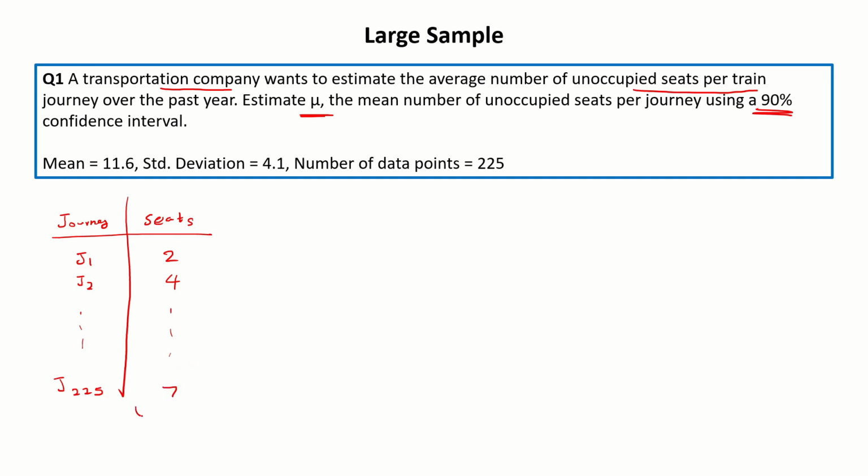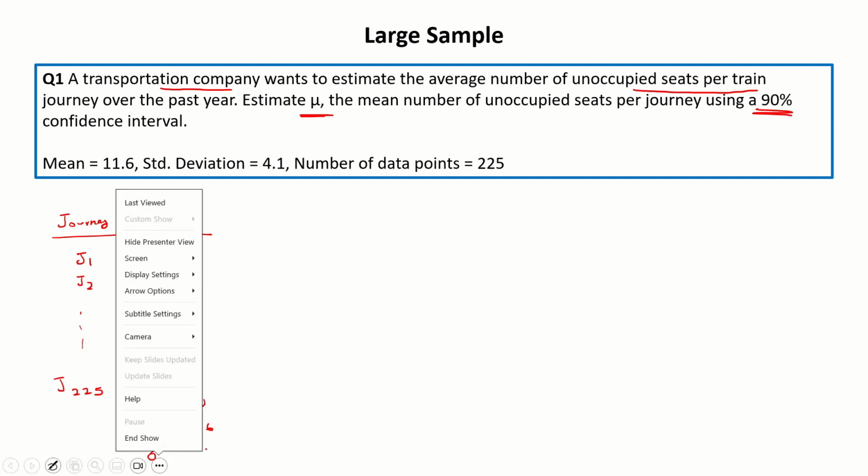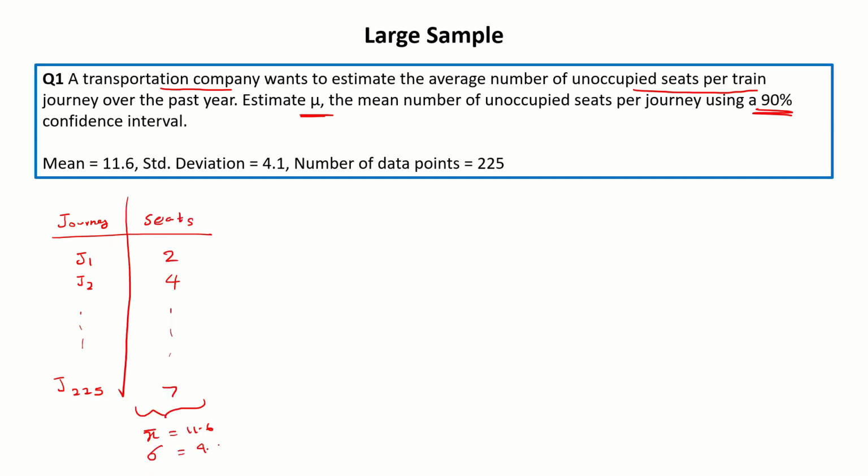So for example, 2 unoccupied seats, 4 unoccupied seats, and maybe the last journey had 7 unoccupied seats, something like this. And what they've actually done is calculate the mean of all these values, and that's x bar, which is 11.6. They've calculated the standard deviation, which is 4.1, and we know that there are 225 data points. So if we want the confidence interval, we can directly apply the equation. The equation is x bar plus minus z alpha over 2, times the standard deviation sigma divided by the root of n.